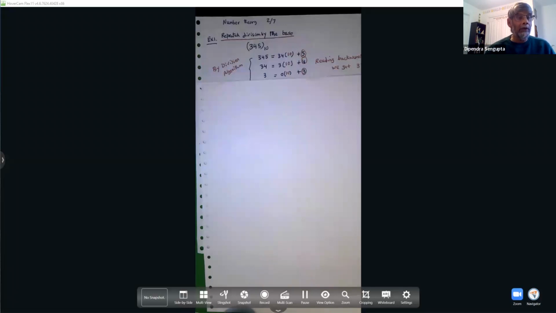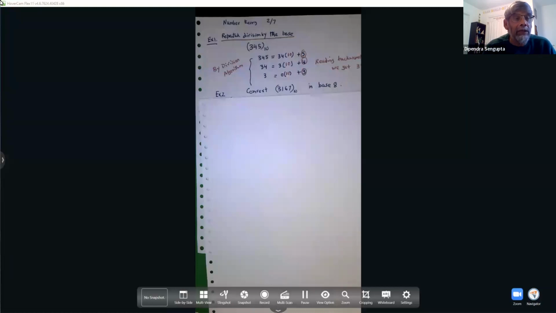But if you have to convert any number to any other base, then this division by the base will work very, very fine. So let's work out another example. I have 3,167, which is in base 10, and I want to convert it to base 8. I'll be doing repeated division by 8.